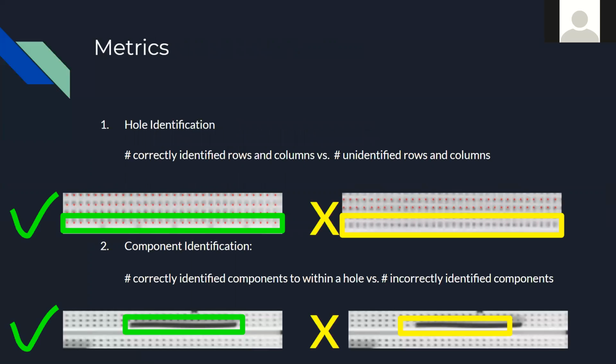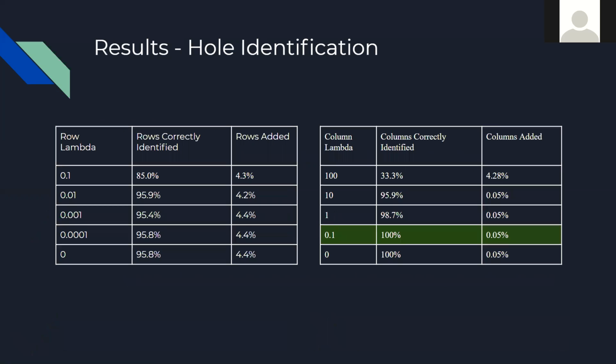For hole identification, a correctly identified row or a column would be just as you can see in the top left image where the algorithm detected the holes in that row. Versus the top right, you could see that there is a missing row of holes. As for component identification, a correctly identified component would be similar to what you could see in the bottom left, where the wire is completely encompassed within the box, whereas an incorrectly identified component would be partially identified, as you can see in the bottom right, or even completely missed.